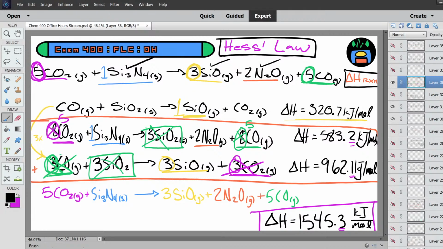It would not be 1545 because when you're adding, you have to look at the precision of the number. So both of these numbers have their last significant digit in the first decimal place, and that's why our answer must have its last significant digit in the first decimal place as well.